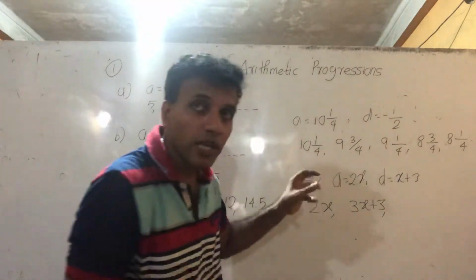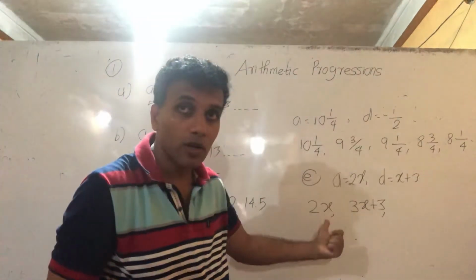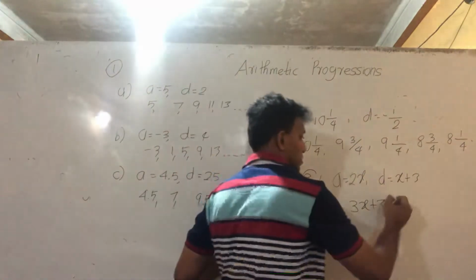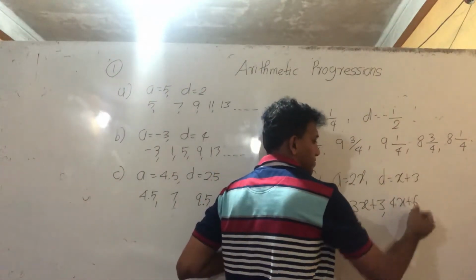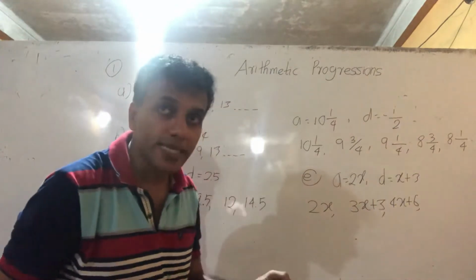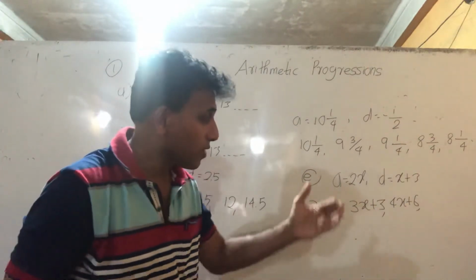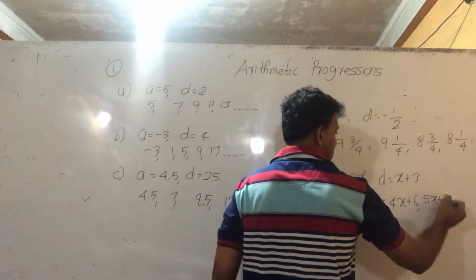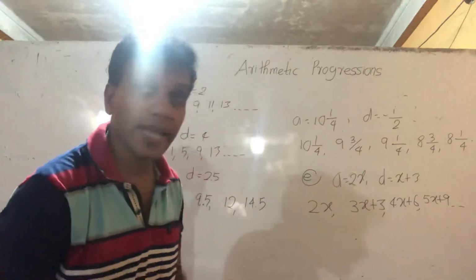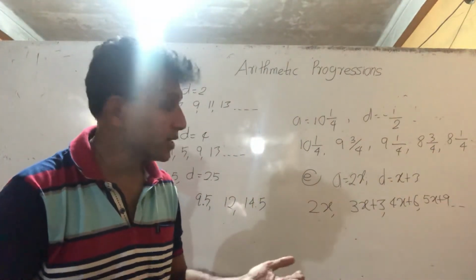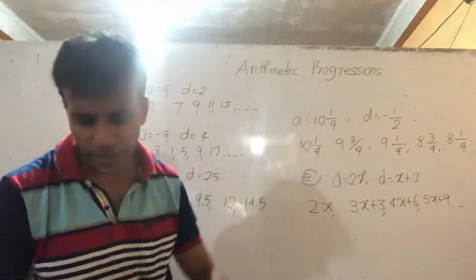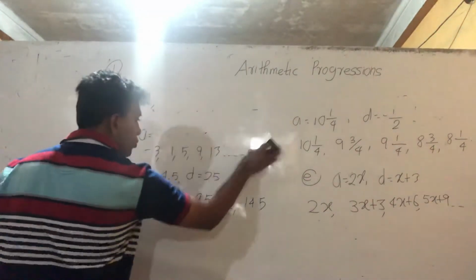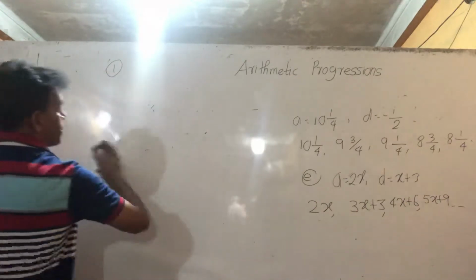Next one, 3x plus 3, add x plus 3. What happened? x and 3x, 4x, 3 and 3, 6. 4x plus 6. Next one, 4x plus 6, add another x plus 3. What is that? 5x plus 9. Other one is what? 6x plus 12. Next one, 7x plus 15. You can write anything. They ask only 5 terms, right? Okay, so I hope you can do such type of questions, right?